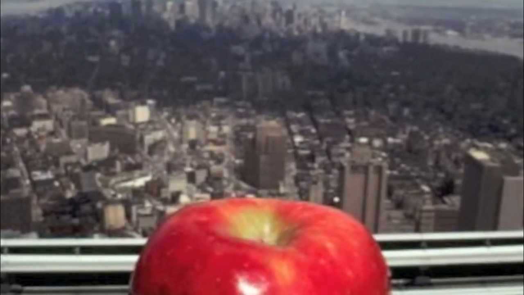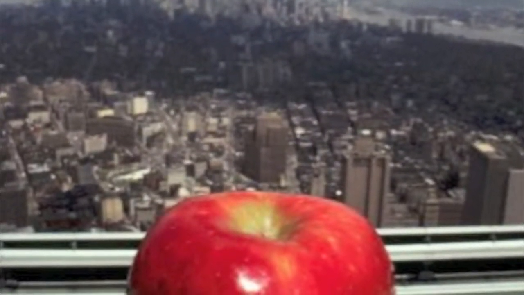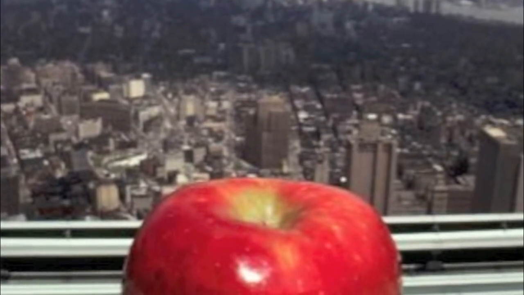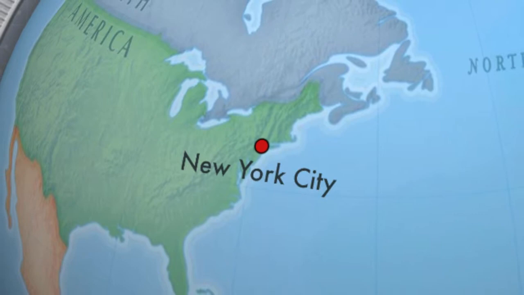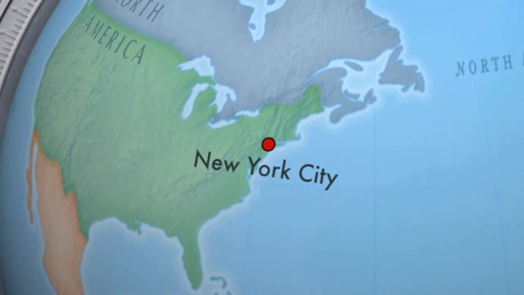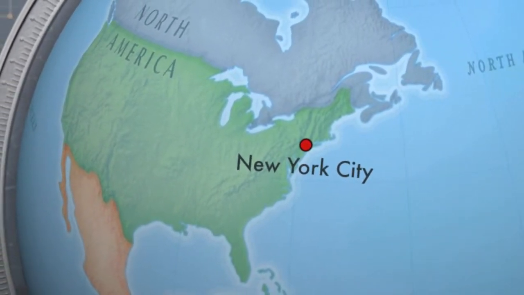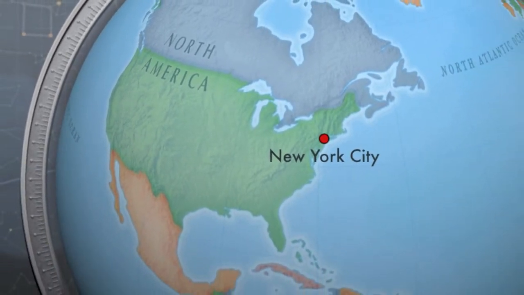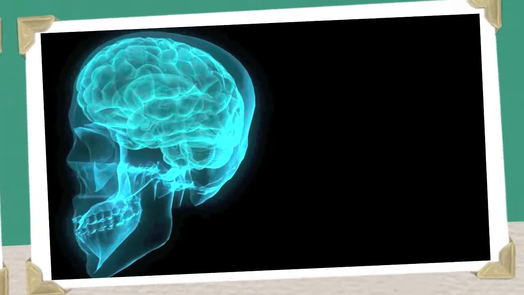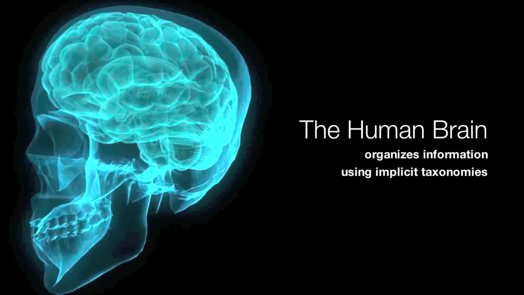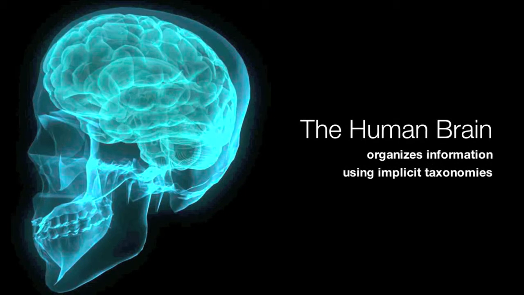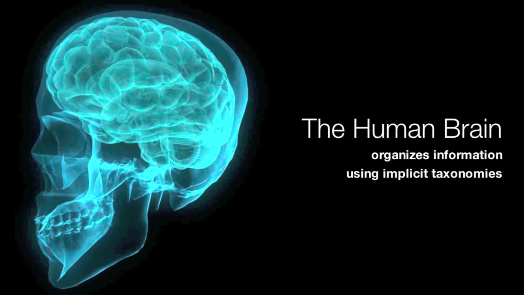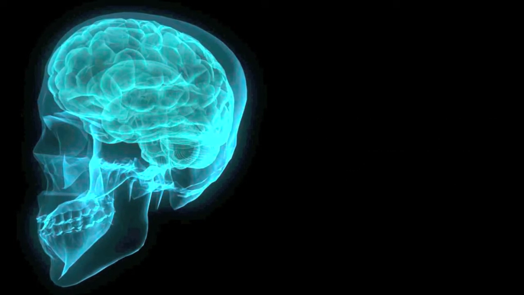If I said to you, I'm going to be flying to the Big Apple next week, the human brain understands that the Big Apple means New York City. And New York City is a city in a state. A state is a narrower term to a country. And a country is a narrower term to a continent. The human brain organizes information using implicit taxonomies. We just very briefly developed a taxonomy for geography.